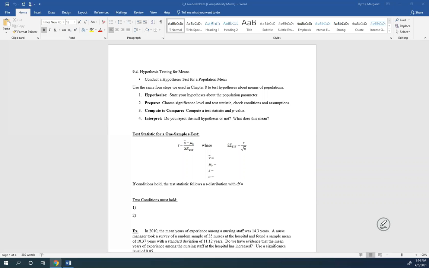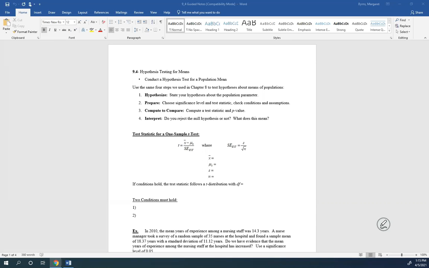All right, so I'm going to take a look at section 9.4, and this is our last section. And what we're looking at are hypothesis tests again, but this time we're looking at working with hypothesis tests for mean. So making a decision about what we think is true or is not true for a population mean based on a particular sample that we select.